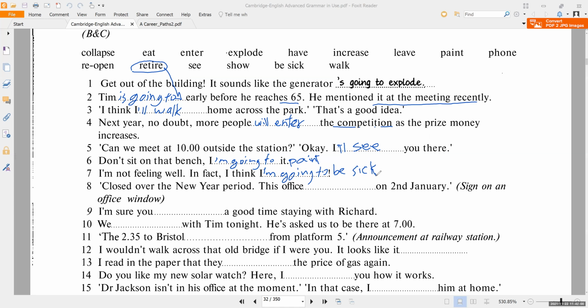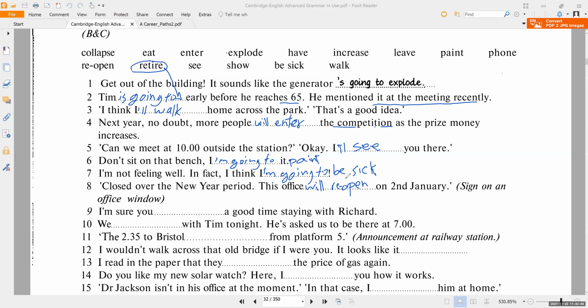Yes, closed over the New Year period. This office on the 2nd of January. إذن closed over the New Year period. إذن هنا موجودة هذه العبارة على أحد شبابيك المبنى. إذن and this office will reopen. لماذا reopen؟ لأنه هي عبارة عن note, ملاحظة يعني قصدي لا نحتاج إلى كلام كثير هنا. Reopen.